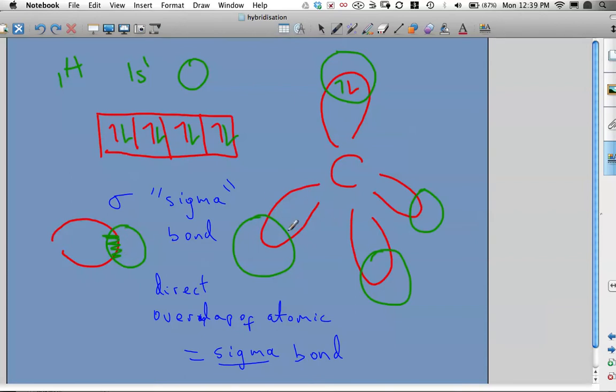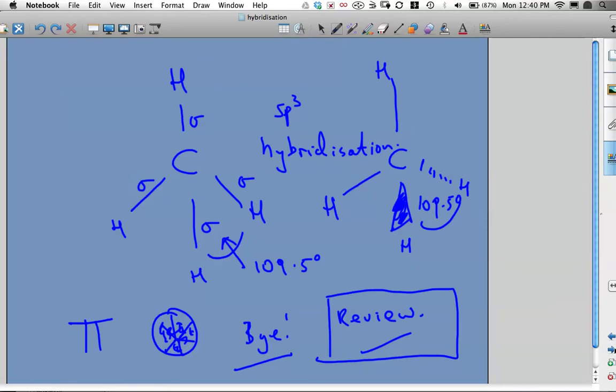So the sp3 orbital here would overlap with an s orbital from hydrogen. Now this gives us an old-fashioned, what we would call covalent, but now we're going to use the new term sigma bond, and that sigma bond is the direct overlap. There's 4 of them. And because there's 4 of them, it forms a shape known as a tetrahedron. They spread out as far as possible. And the bond angle is 109.5 degrees.